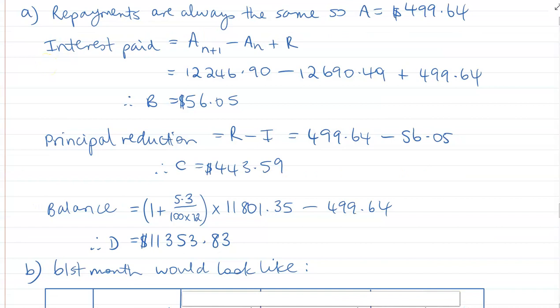For Part A, repayments are always the same. So our missing A value is $499.64. For the interest paid, I simply plug in my values into the formula, and for B you should get $56.05. For the principal reduction, remember that's my repayment minus the interest, plug in those values again and I get a C value of $443.59.